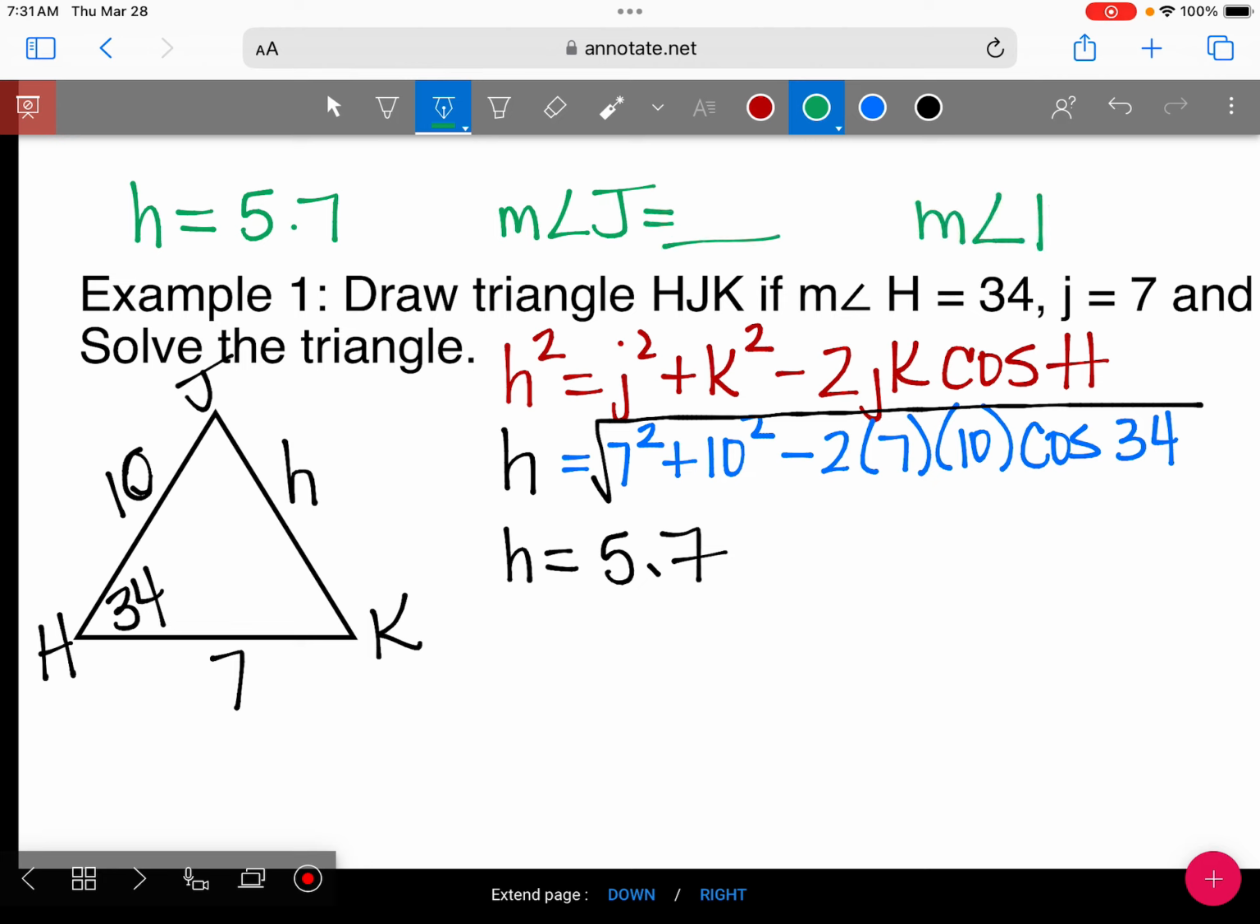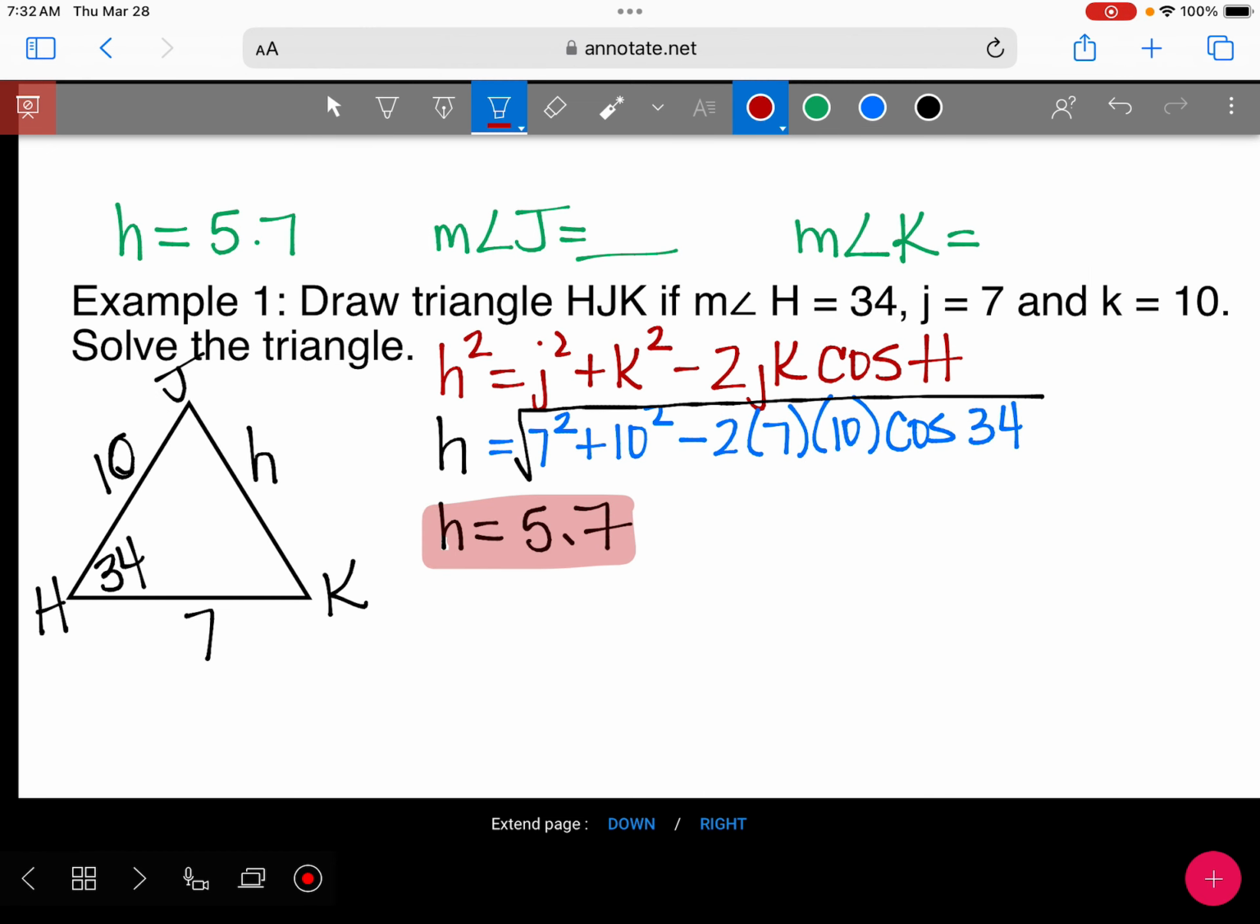And then we need to find the measure of angle K. All right, so we got our 5.7. So now we need to figure out what we want to find next, J or K. I'm going to pick J because it comes first in the alphabet. No reason, just because it comes first.